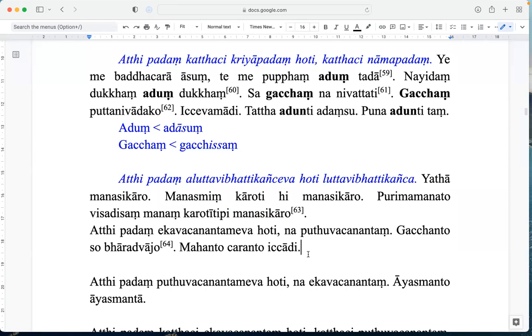For example, another word is like that. It is just inserted between the two words in the middle of the compound. That rule is in Moggallana, not in Kaccayana. So for example.